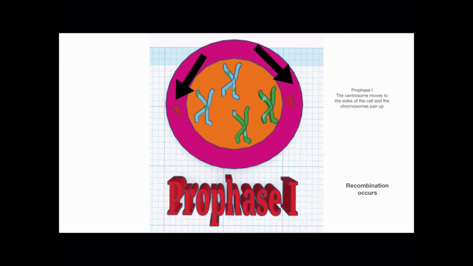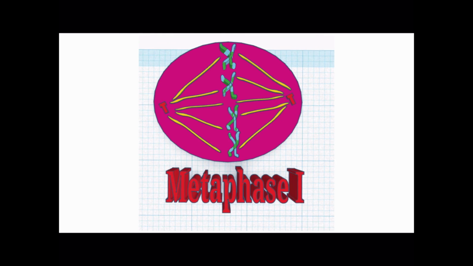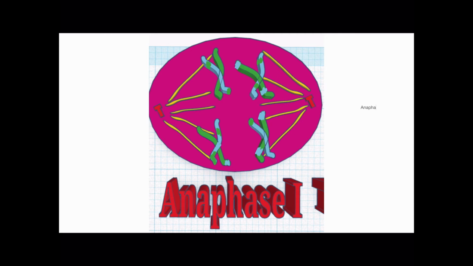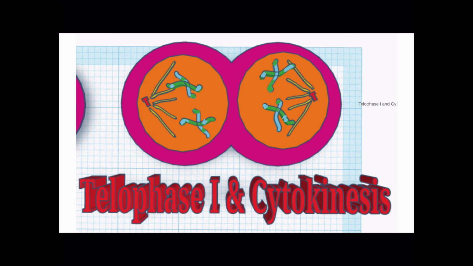After prometaphase, the phase where the chromosomes cross over, there is metaphase 1, where the centrosomes produce the meiotic spindle, which was formerly the mitotic spindle, and the spindle fibers align the chromosomes along the equator of the cell. After that, there's anaphase 1, where the chromosomes are pulled apart, exactly like mitosis. Telophase 1 and cytokinesis also happen exactly the same as mitosis. Now that we are done the process called meiosis 1, we will move on to meiosis 2.